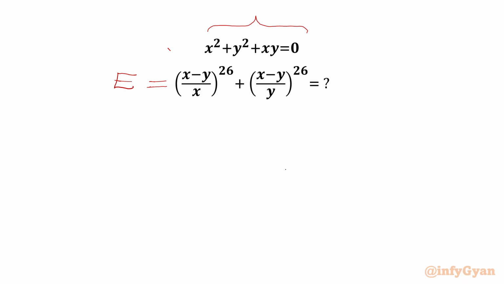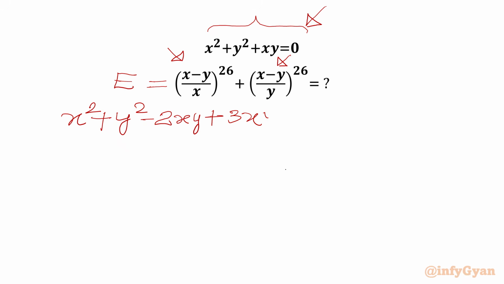We have x minus y over x here, and we have x minus y over y here. So let's try to obtain x minus y over x and x minus y over y from the known equation. So I will write x square plus y square, then we have plus xy, which we can write as minus 2xy plus 3xy, equal to 0. Minus 2xy plus 3xy is plus xy.